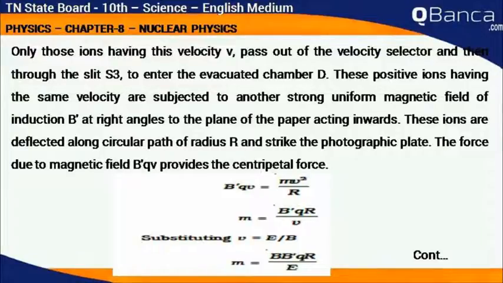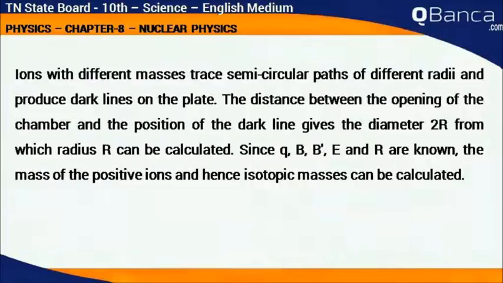The force due to the magnetic field, B'QV, provides the centripetal force. B'QV is equal to mV squared by r. M is equal to B'Qr by V. Substituting, we get M is equal to B'Qr by E. Ions with different masses trace semicircular paths of different radii and produce dark lines on the plate.